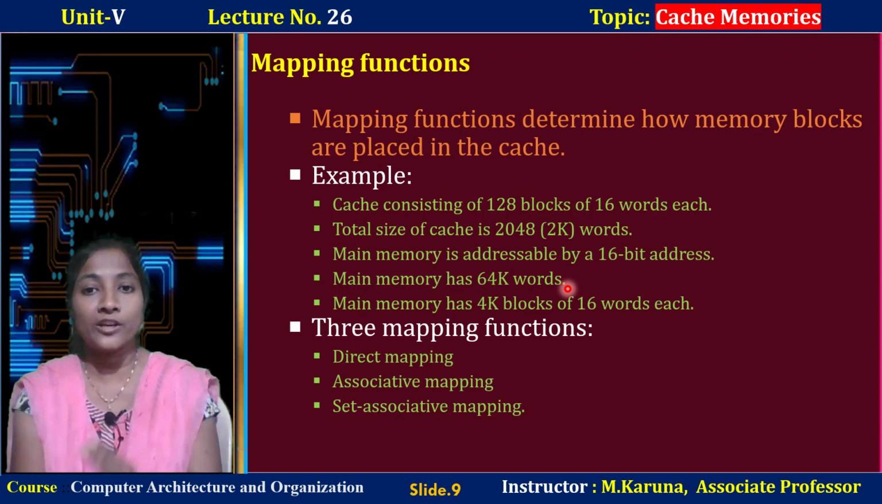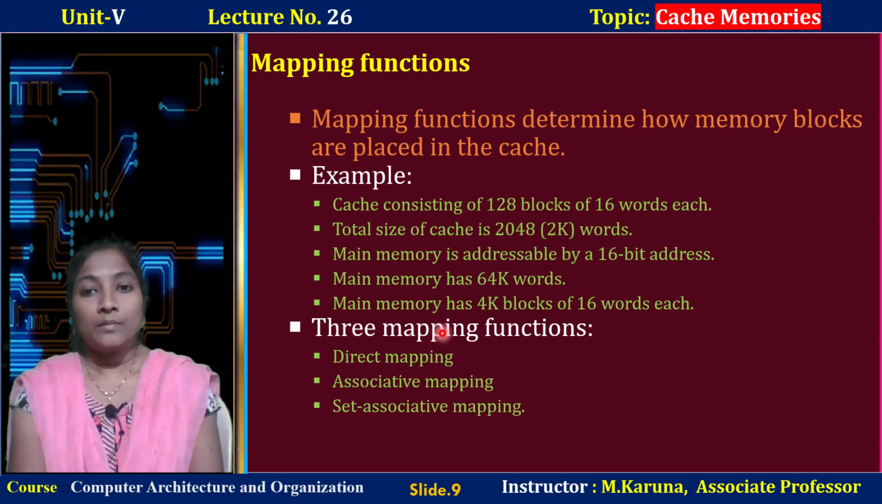Each location stores one word. Here we call it a word, or we can say data. Main memory has 4K blocks of 16 words each. So the entire 64 KB is divided into 4K blocks, and each block consists of 16 memory locations. We will see all these mapping techniques in detail.